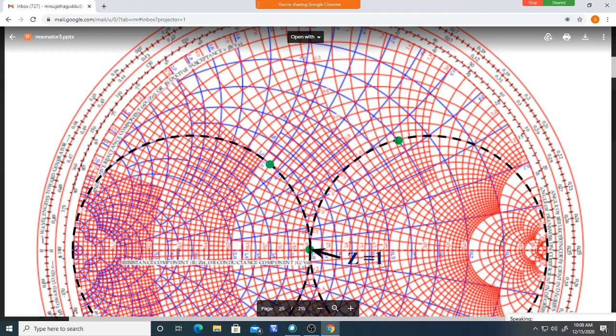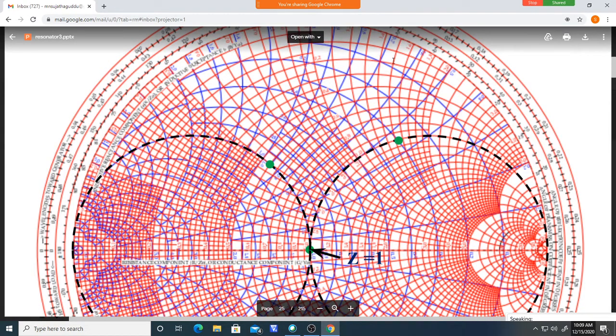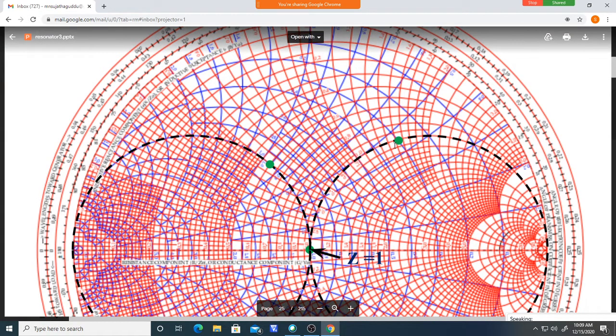And what is the X value you should read? X value means reactance value. Which reactance circle is passing through this point? That you should see. This is a reactance circle, this is a reactance circle, this is a reactance circle. This one is not passing, and this is also not passing through this particular point. The circle passing is somewhere near this. See this circle, this is the reactance circle passing through this point.